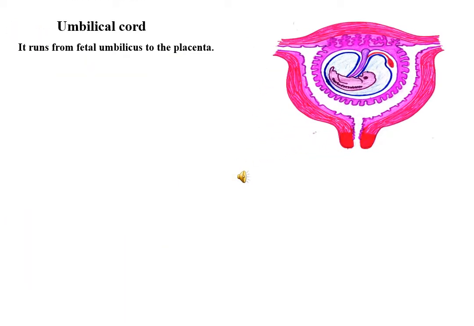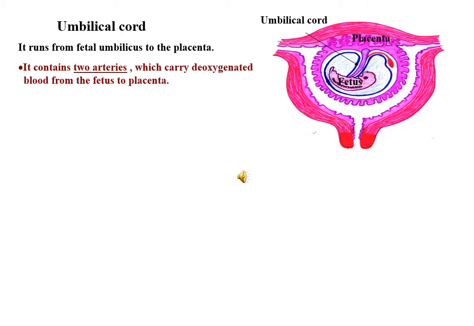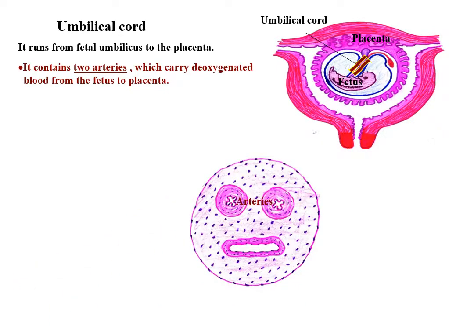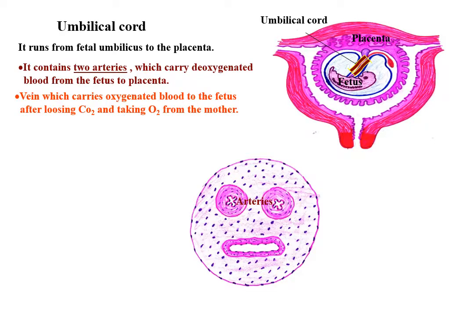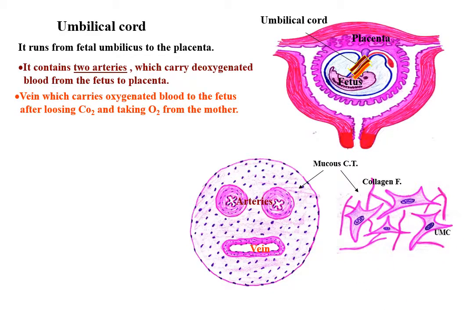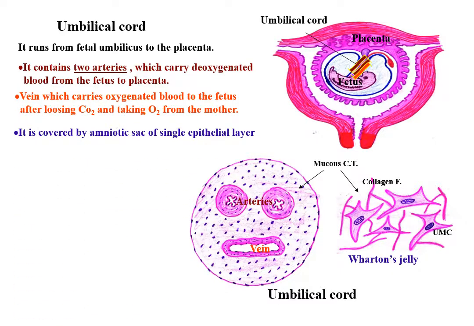Umbilical cord runs from the fetal umbilicus to the placenta. It contains two arteries which carry deoxygenated blood from the fetus to the placenta, and a vein which carries oxygenated blood to the fetus after losing carbon dioxide and taking oxygen from the mother. The vessels are embedded in mucous connective tissue called Wharton's jelly. Umbilical cord is covered by an amniotic sac of a single epithelial layer early in pregnancy, which becomes stratified late in pregnancy.